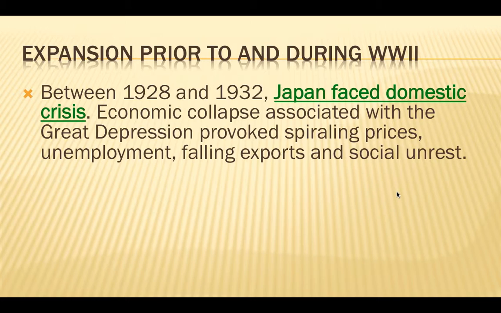Between 1928 and 1932, the Japanese faced a domestic problem, which means inside of Japan itself, and that domestic problem was an economic collapse. They had their own Great Depression. It led to prices going crazy and unemployment being really bad, and they weren't able to export things. All of that leads to social unrest, so people are really unhappy.